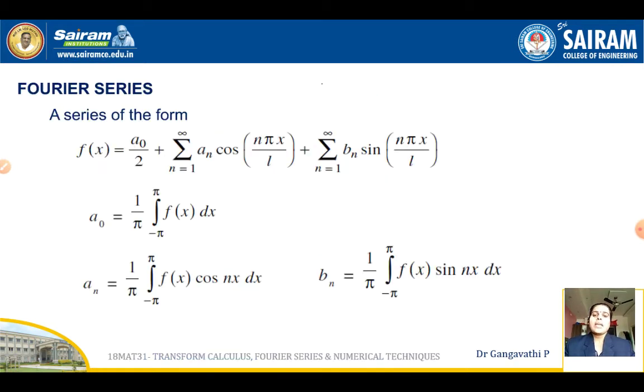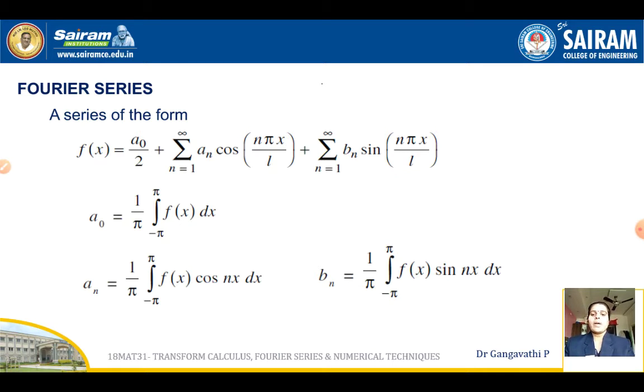A series of the form f of x is equal to a naught by 2 plus summation n equal to 1 to infinity a n cos n pi x by L plus summation n equal to 1 to infinity b n sin n pi x by L. So what are this a naught, a n and b n all about?